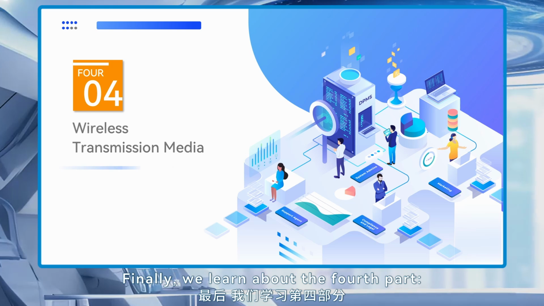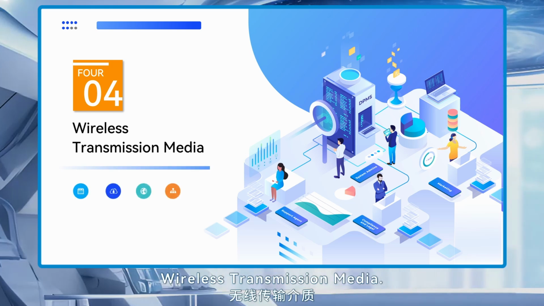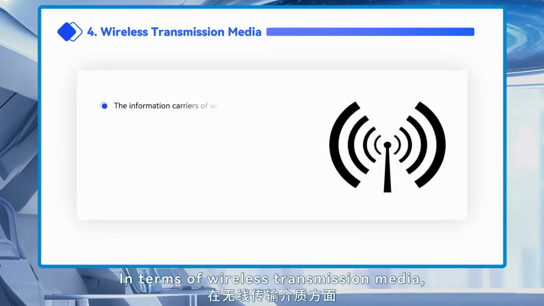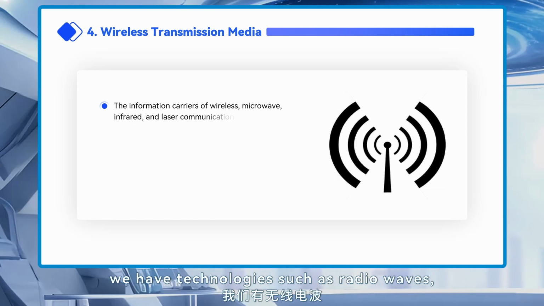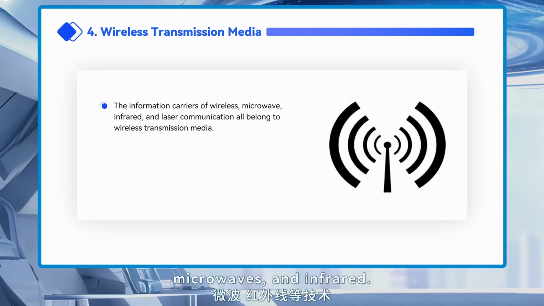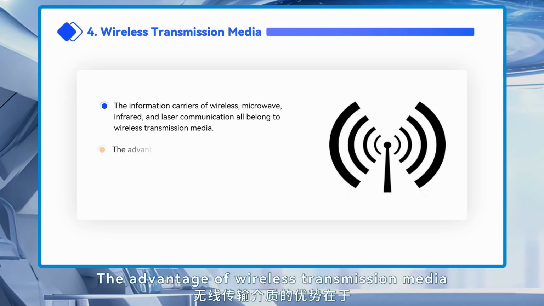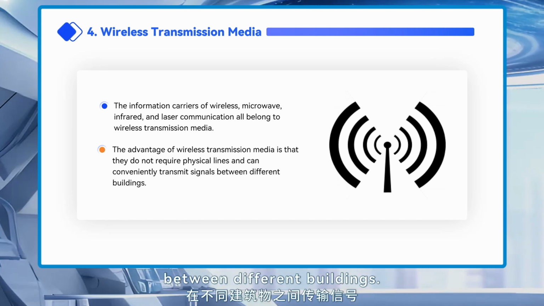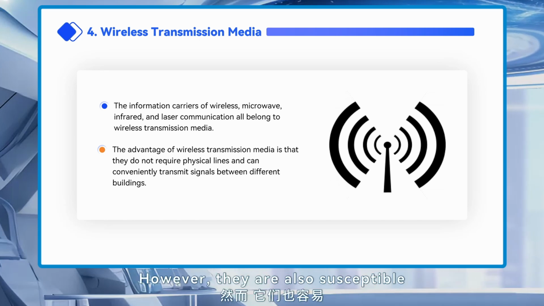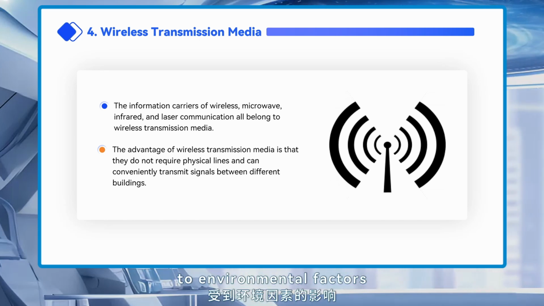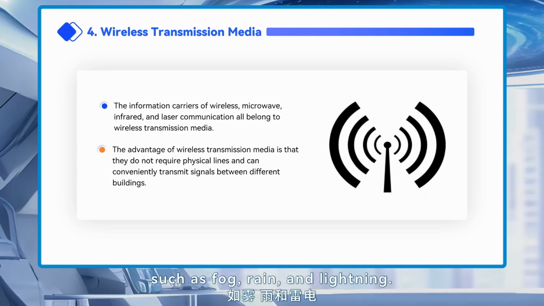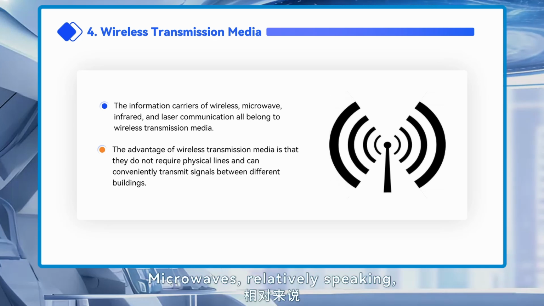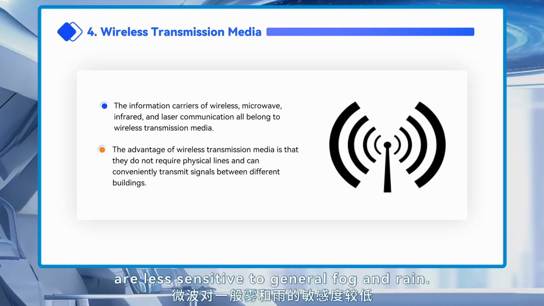Finally, we learn about the fourth part, wireless transmission media. In terms of wireless transmission media, we have technologies such as radio waves, microwaves, and infrared. The advantage of wireless transmission media is that they do not require physical lines and can conveniently transmit signals between different buildings. However, they are also susceptible to environmental factors such as fog, rain, and lightning. Microwaves, relatively speaking, are less sensitive to general fog and rain.